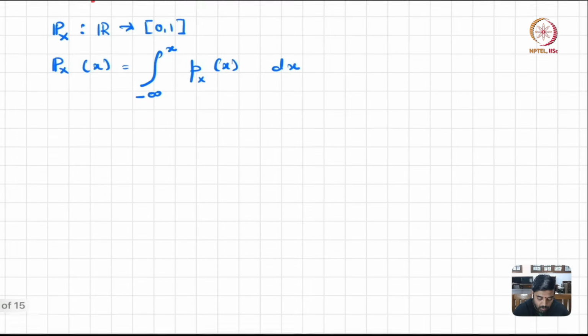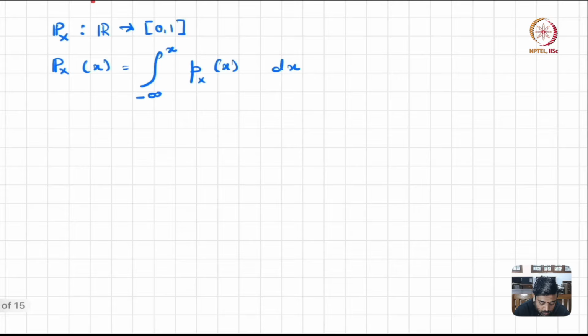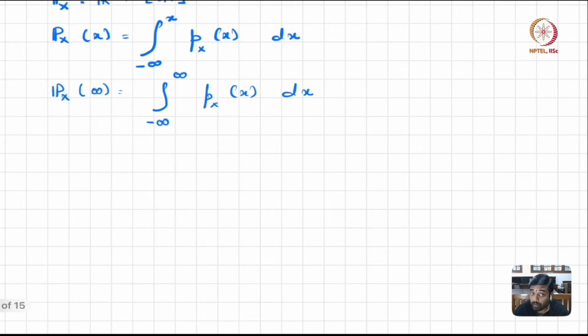So now you can say that the function at infinity, what will it be? It will be the integral from minus infinity to infinity of p_X(x) dx. This has to be 1. So 1 equals, and then what is the actual thing? This is the integral between 0 and 1 of p_X(x) dx.